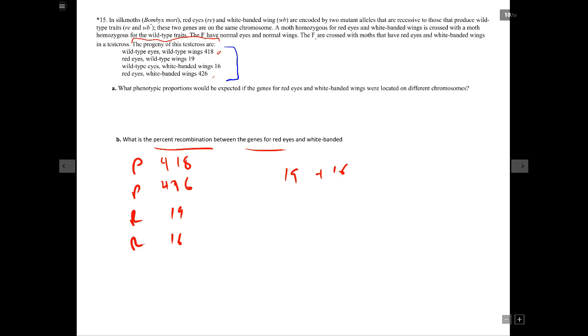Because it's a test cross, we know, even before we know what anything is, which ones are supposed to be the parentals: the parentals are the 418 and the 426. And the recombinants are the 19 and the 16. So we know the percent recombination between these genes is 19 plus 16 over the total.